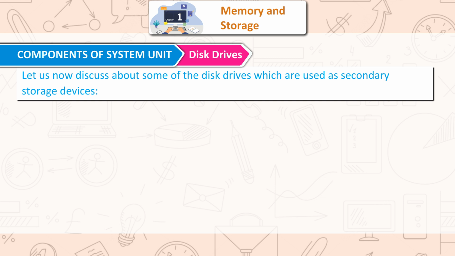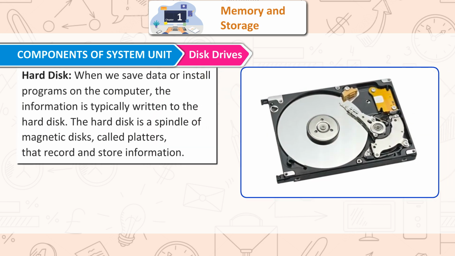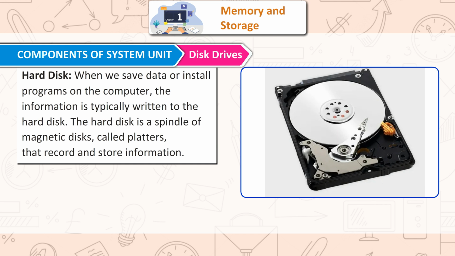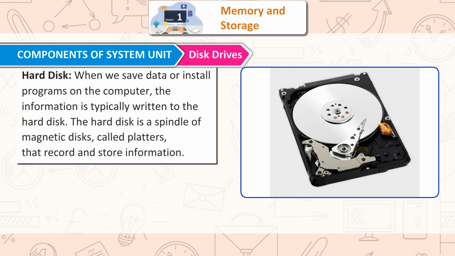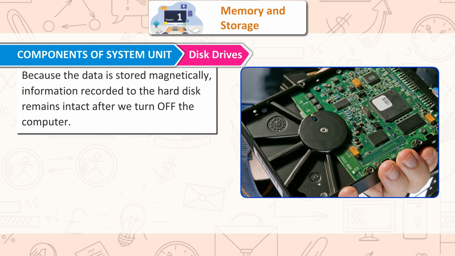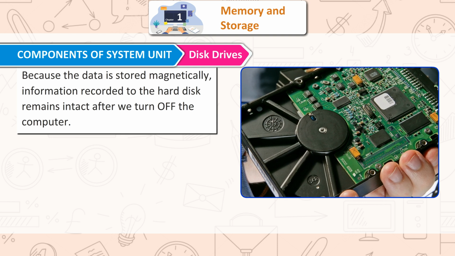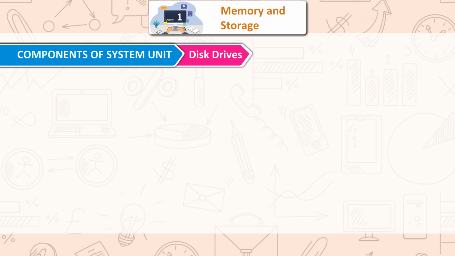Let us now discuss some of the disk drives which are used as secondary storage devices. Hard disk. When we save data or install programs on the computer, the information is typically written to the hard disk. The hard disk is a spindle of magnetic disks called platters that record and store information. Because the data is stored magnetically, information recorded to the hard disk remains intact after we turn off the computer. Factbot. The first hard disk was introduced by Seagate in 1979, which could hold 5 MB of data.